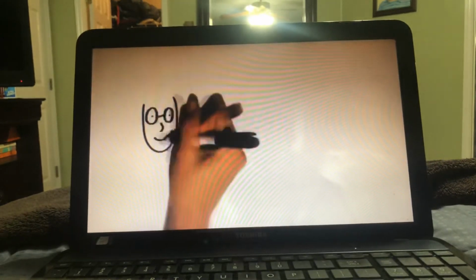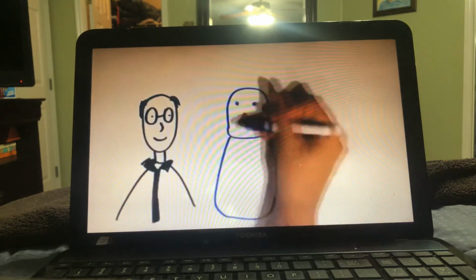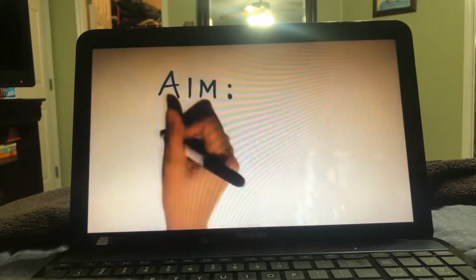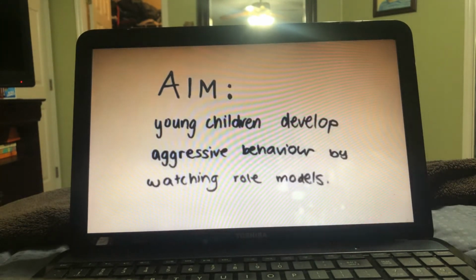Bandura was a key psychologist in the approach of the Bobo doll experiment. He wanted to find out how young children develop aggressive behavior. So he conducted the Bobo doll experiment in the 1960s to find out if children learnt aggressive behavior by watching role models. He had 4 hypotheses.